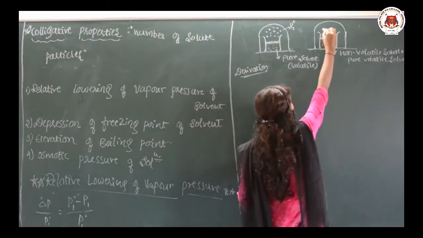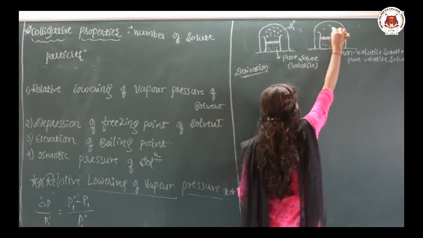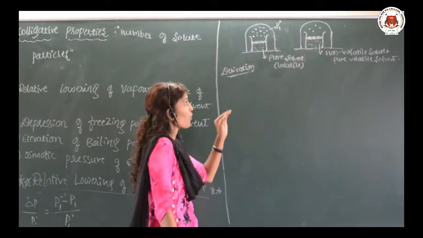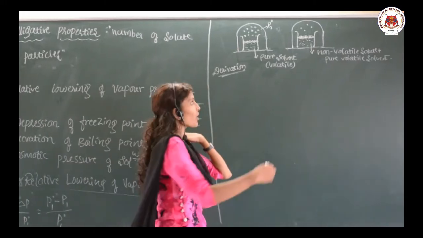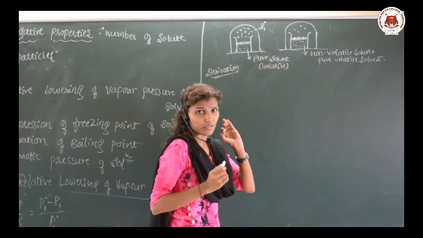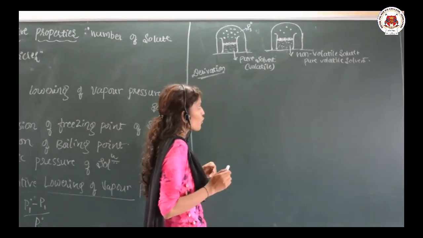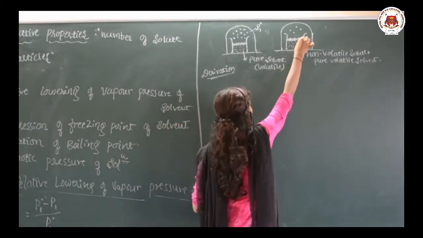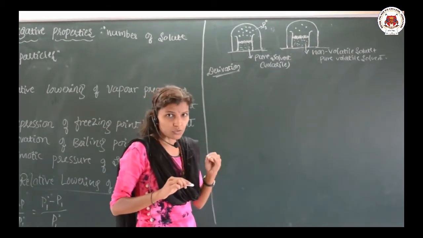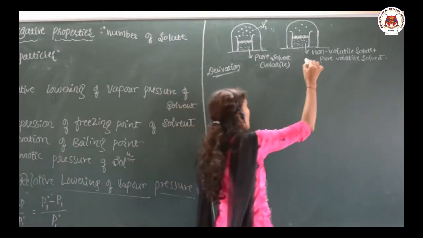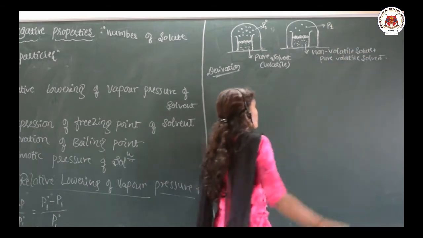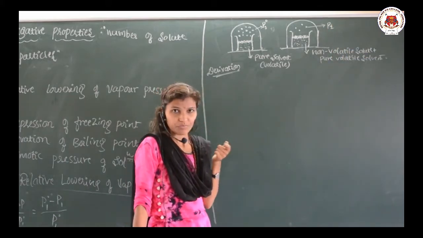Clear? Here also there is formation of vapors, but these vapors are less in number. Why are these vapors less in number? Because the surface is also covered by the solute particles. So, only a few of the solvent particles get converted into vapor, and those exert the pressure. That pressure I am going to take as P1.